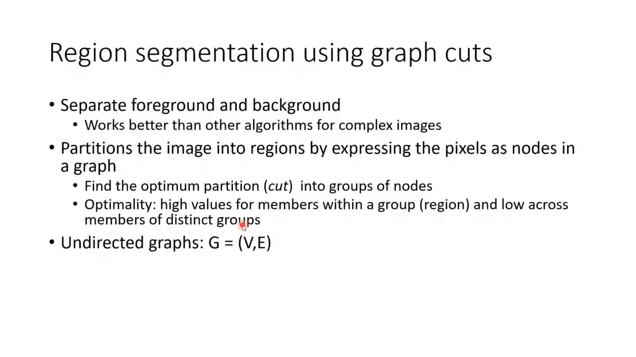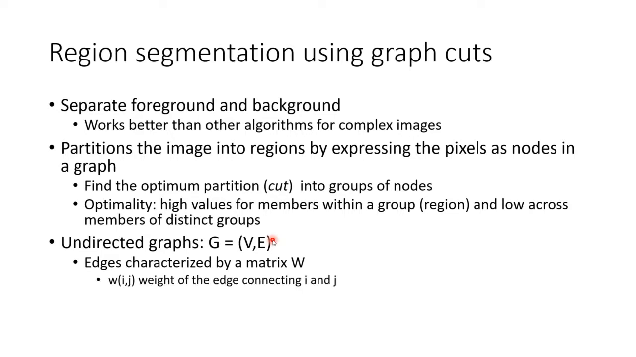Right? So this will use undirected graphs, basically a bunch of vertices and a bunch of edges without directions. The edges will be characterized by a matrix W, with W representing the weight of the edge connecting vertex i to vertex j. So let's stop here a second. Each vertex of the graph will be assigned to a pixel.